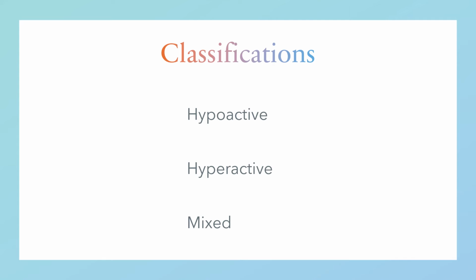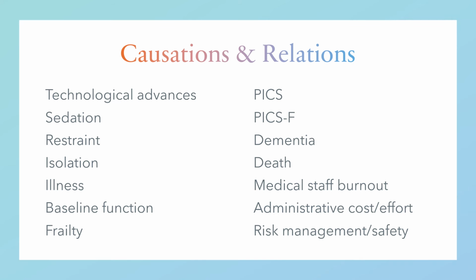Delirium can manifest in different ways. There is hypoactive delirium, where the patient appears almost catatonic. Hyperactive delirium, which can appear like aggression, and mixed can fluctuate. It's important to understand the interrelations of delirium so that we know what we might be able to do to affect it. Therein lies our best hope of prevention and treatment.